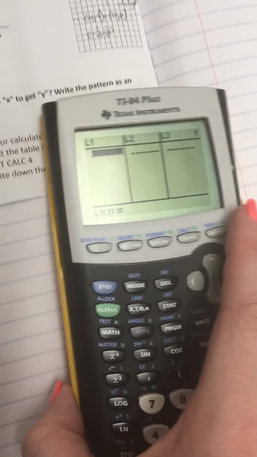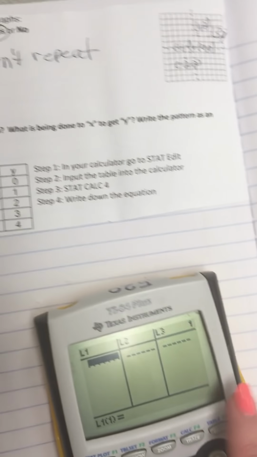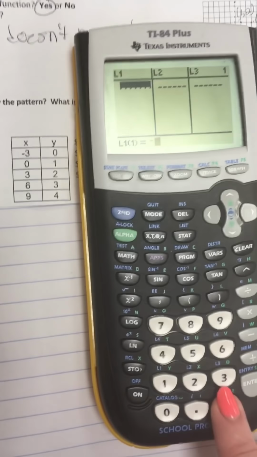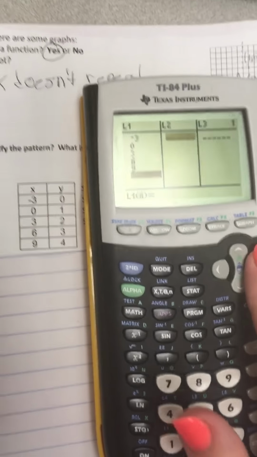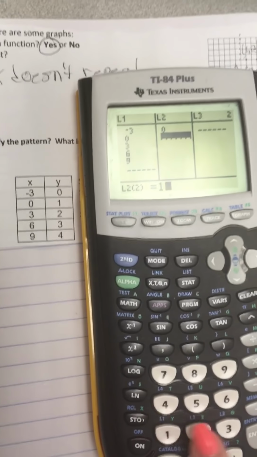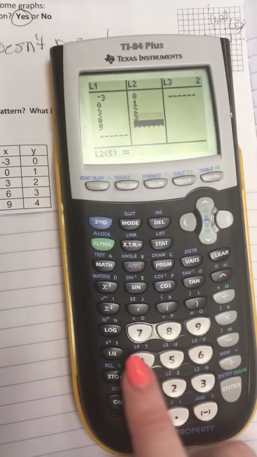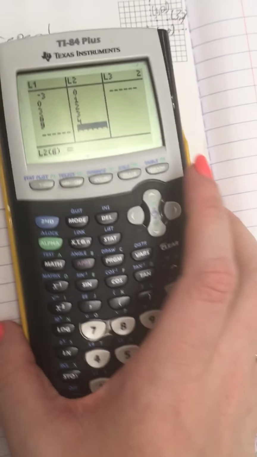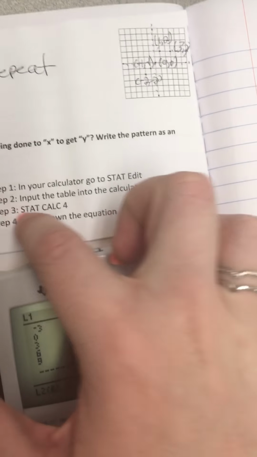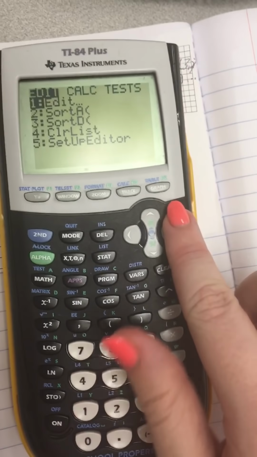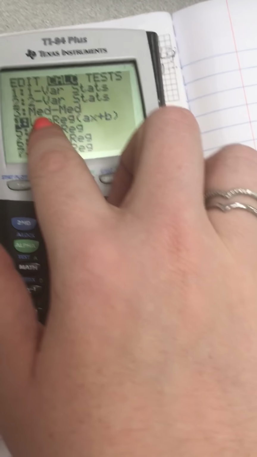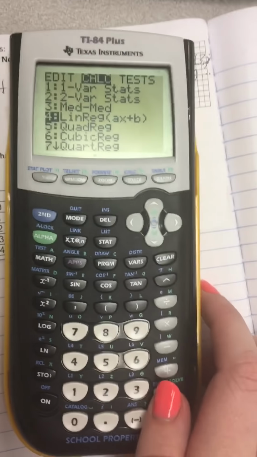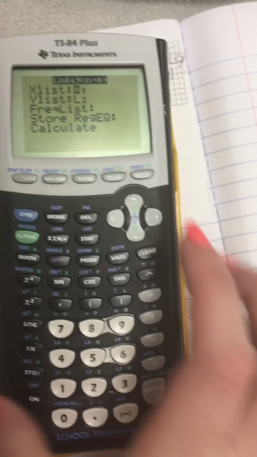Now we're going to input the table into the calculator. Okay, so now all of my numbers are in the calculator. That was step 2. Step 3 says stat calc 4. So stat, go to the right to calc, and then number 4. We're just going to be dealing with lines for right now. And then we need to go all the way down to calculate.